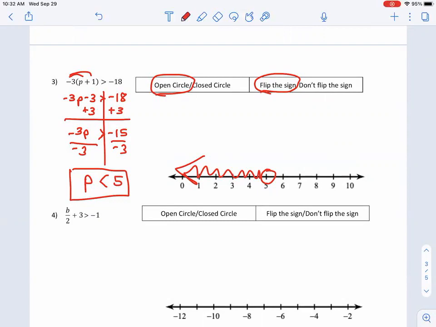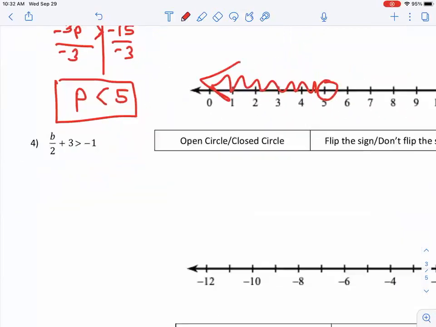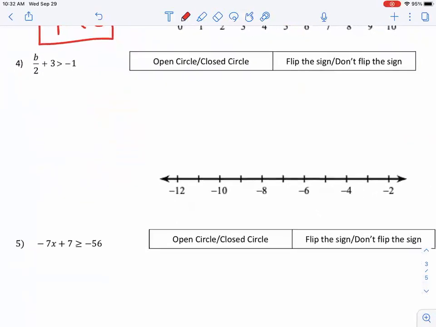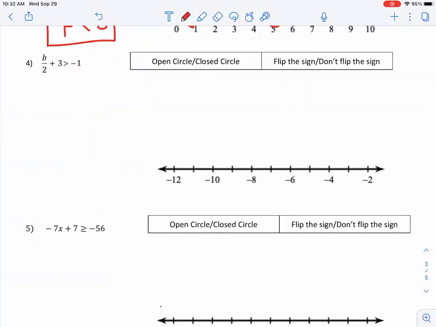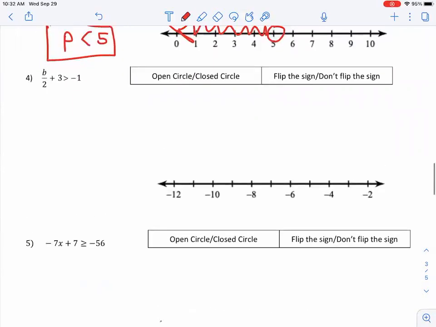All right, next one. First, open or closed circle. No equal sign, so it will be open. So it is an open circle because there's no equal sign. Are we going to flip the sign? No, we are not going to flip the sign because the coefficient is positive. So we don't flip the sign.